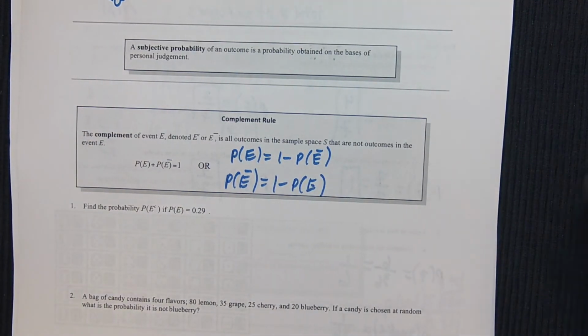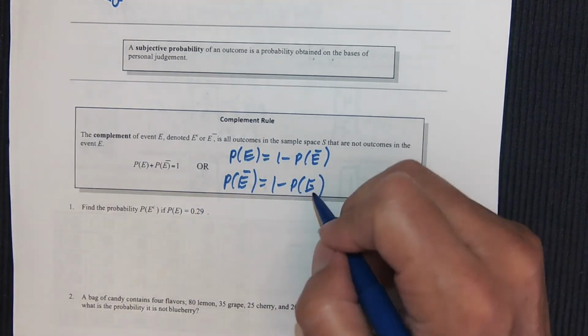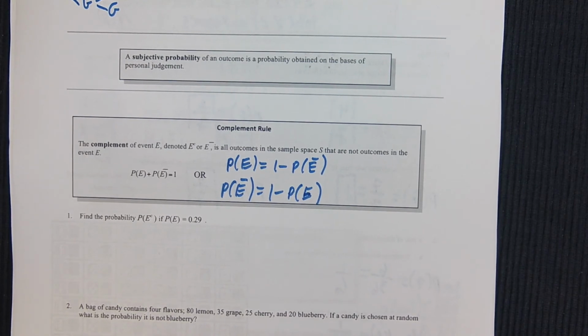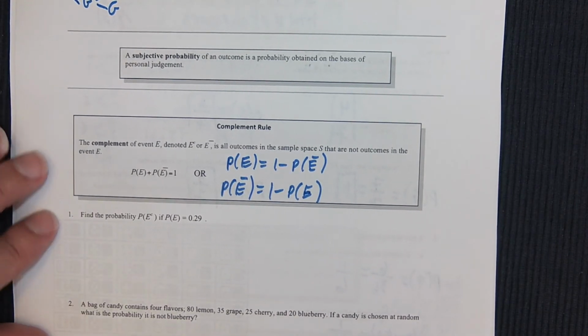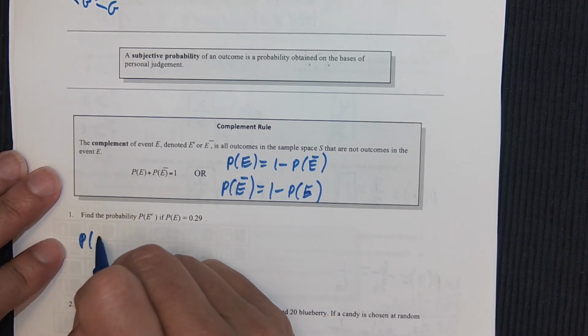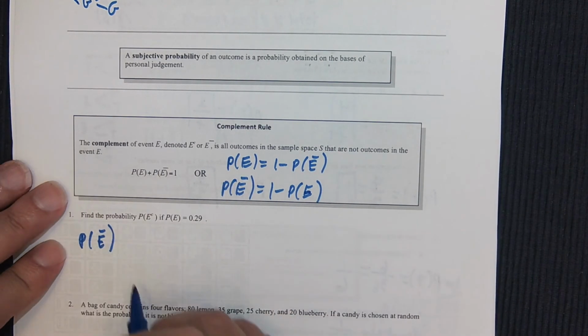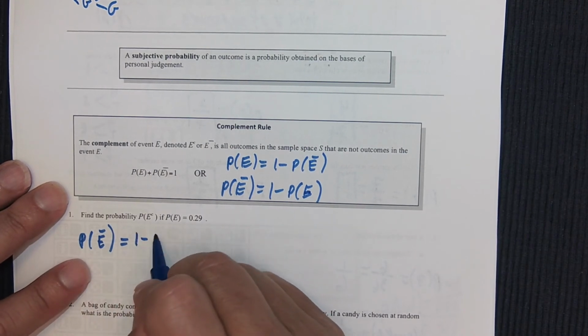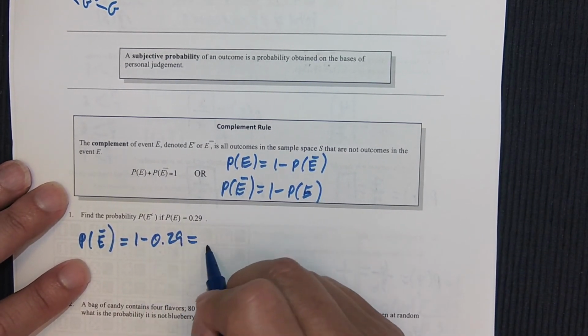Now, you actually use this logic all the time. If I say I'm in a room and 40% of the people in there are men, how many of them are women? Well, you just do 100 minus 40 and you get your 60%. So we use this logic all the time, because a probability and its complement always add up to 100% or 1. So find the complement. I'm going to use the bar notation. Well, we know that P of E is 0.29, so the complement is going to be 1 minus 0.29, or 0.71.